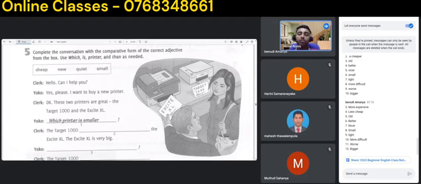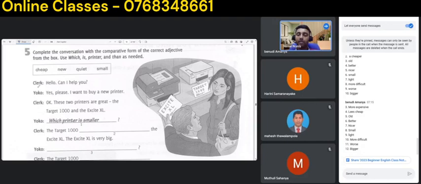Complete the conversation with the comparative form of the correct adjective. Okay, so we need to complete this conversation with the comparative form of the correct adjective. Okay, so let's look at this picture. There are two printers and there are two people here, one guy and one girl. They are talking about these two printers. This printer is Excite XL, I guess, and this one is Target 1000. That's the printer's name. Okay, let's see. The words that they have given are cheap, new, quite, small.